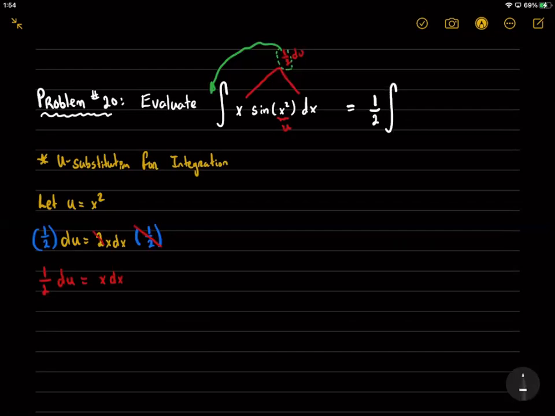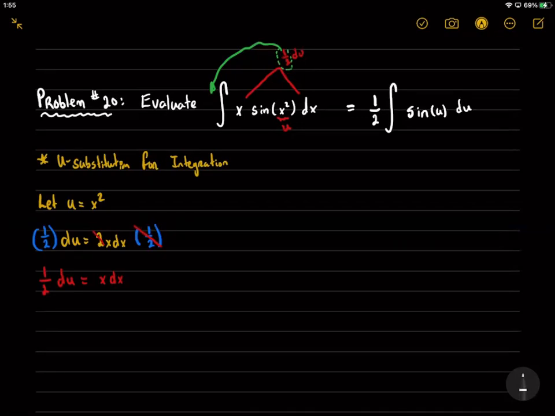1/2 times the integral of, now, let's see, the x squared gets replaced with u, so we're going to have sine of u times du, right? The du replaces the x dx. And again, the 1/2 was on the outside. Okay, now if you look at this integral on the right, 1/2 times the integral of sine u du, this is much easier to integrate than what we had originally.